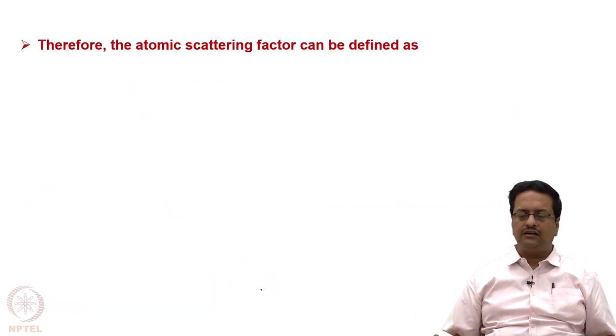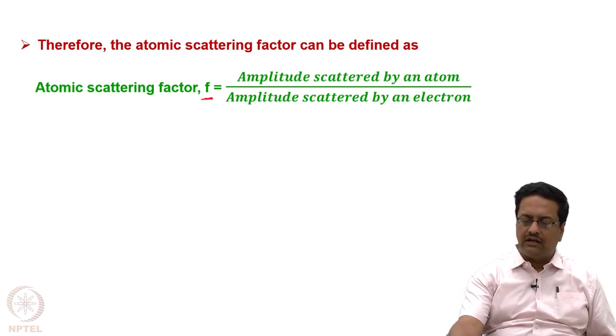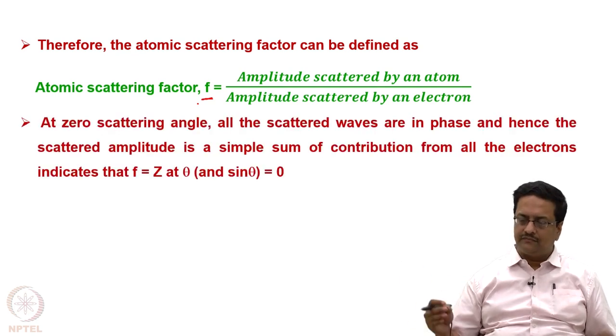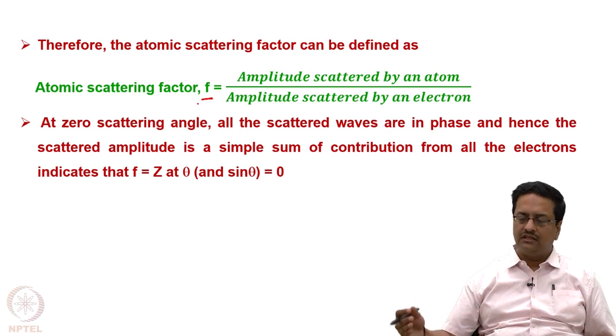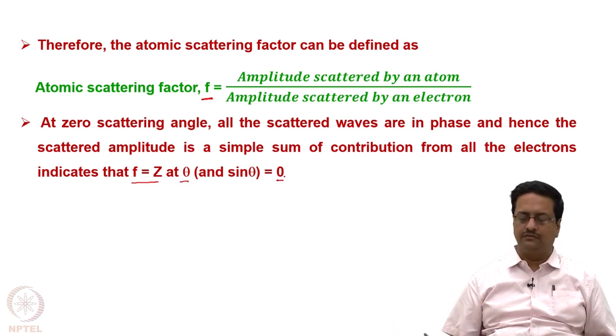So the atomic scattering factor can be defined as the amplitude of X-ray scattered by an atom, divided by the amplitude of X-ray scattered by an electron, and it is designated by the lowercase letter f. At zero scattering angle, all the scattered waves are in phase, and hence the scattered amplitude is the simple sum of contributions of all the electrons, which indicates that f is equal to Z at theta equal to 0 or sin theta equal to 0.